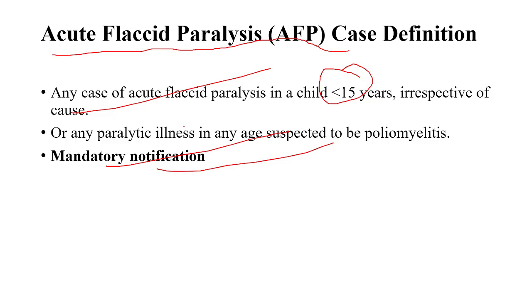What are the signs and symptoms? The first one is sudden muscle weakness or paralysis. The second is decreased muscle tone or floppiness. The third is reduced or absent reflexes. Fourth, it may involve one or more limbs. In severe cases, there is paralysis of respiratory or swallowing muscles, which may lead to difficulty in breathing, speaking, or swallowing.